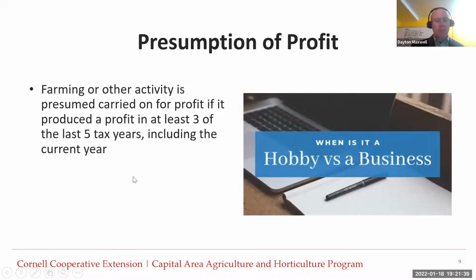All right. So there's some rules here that we'll go over, but at the end we'll see that maybe they're a little bit gray, and we can bend those a little bit. Farming is presumed a business if it produces a profit in 3 of the last 5 tax years, including the current year. All right, so remember the 3 of 5 rule.